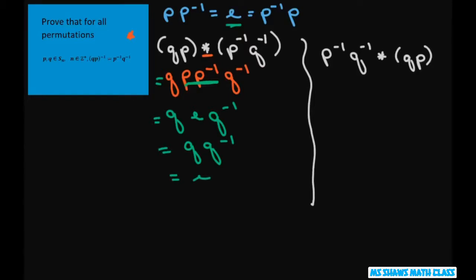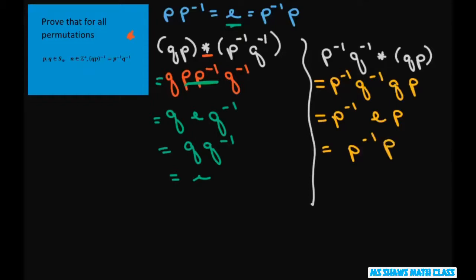Now let's do this side. For this side, do the same thing. So we get P inverse E, P, which equals P inverse P, which equals E. See, these both equal E, so these are inverses of each other.